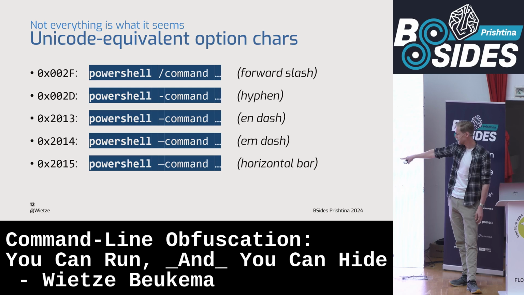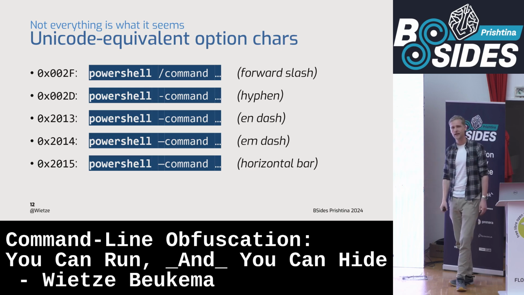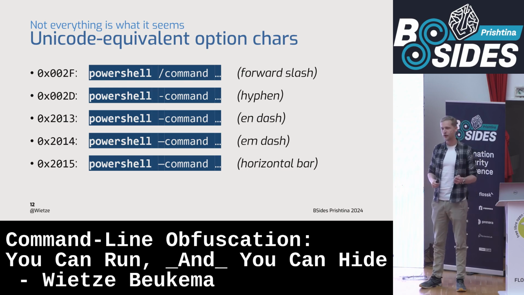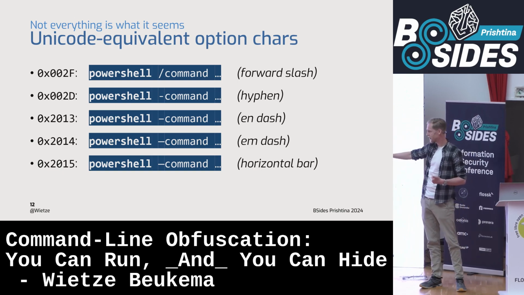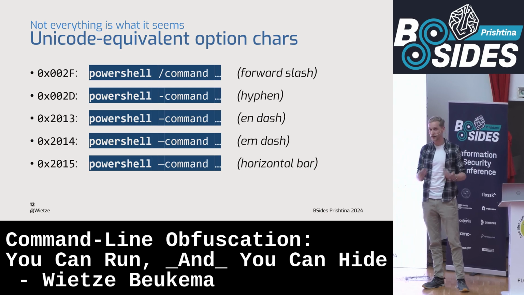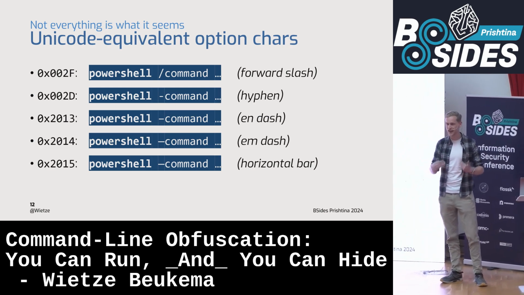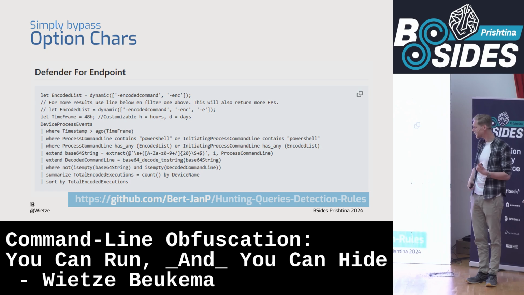The N dash, the M dash, and a proper horizontal bar. Now, it's not normal for a program to accept these, right? In Windows, normally we only expect a program to accept that /. But by having 4 other options, this is actually allowing attackers to bypass very simple and naive detections.